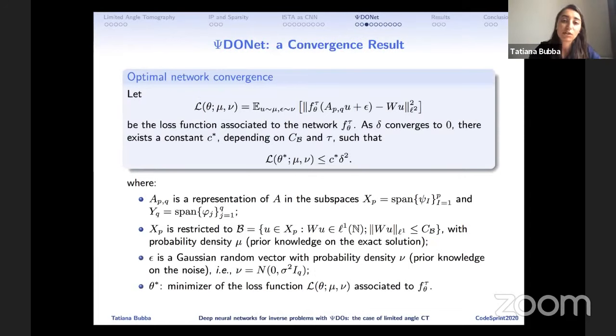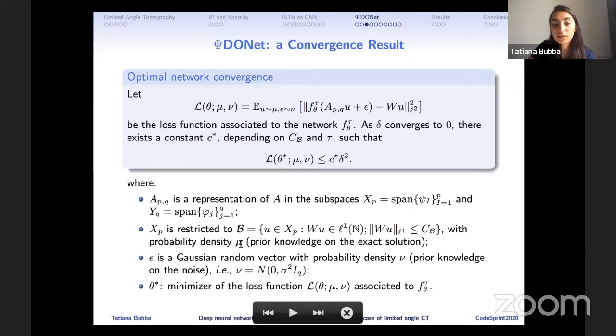So we define the loss function as the empirical risk. We need to do some restrictions. So A needs to be restricted to subspaces XP and YQ. So basically we limit the wavelet basis describing the spaces to not be infinite. Then we restrict XP even more to the ball where the coefficients are bounded by this constant.